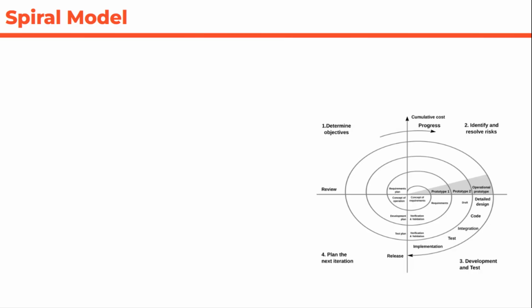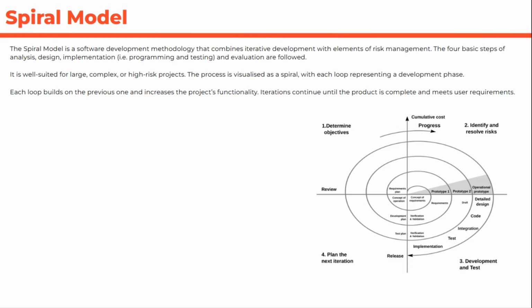And next we move on to the spiral model. And I've put a little diagram down there to show you what the spiral model looks like and where it gets its name from. So the spiral model is a software development methodology that combines iterative development and elements of risk management. And that word risk is going to pop up over and over and over again. You'll always find it in a mark scheme.